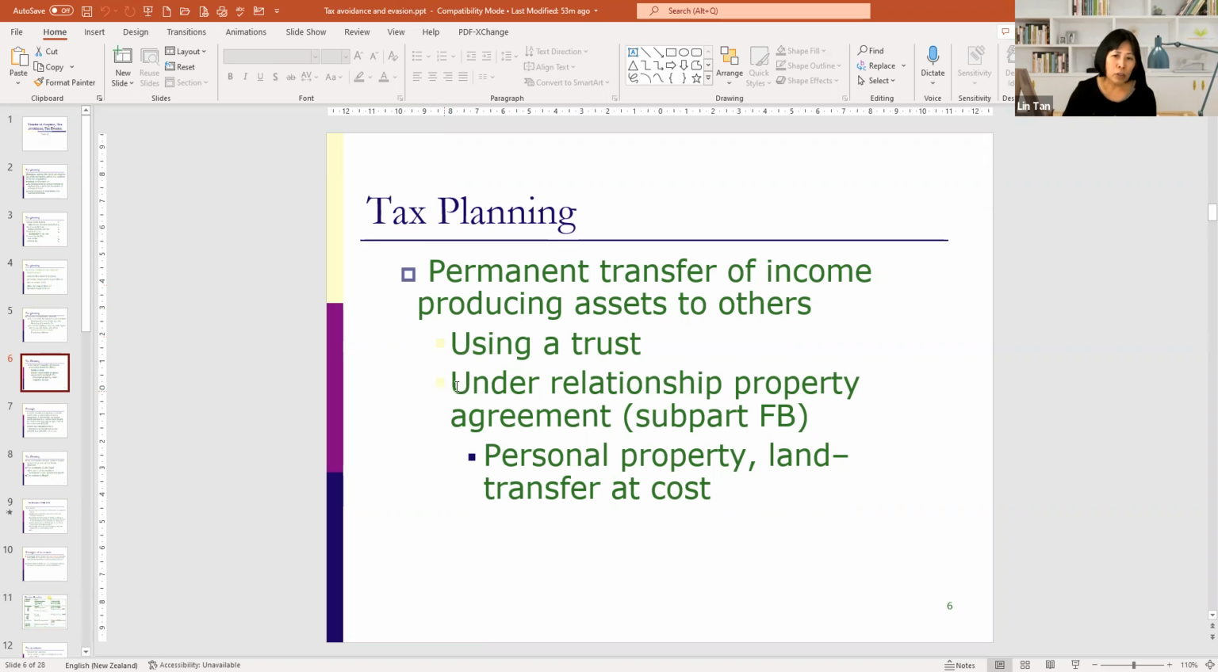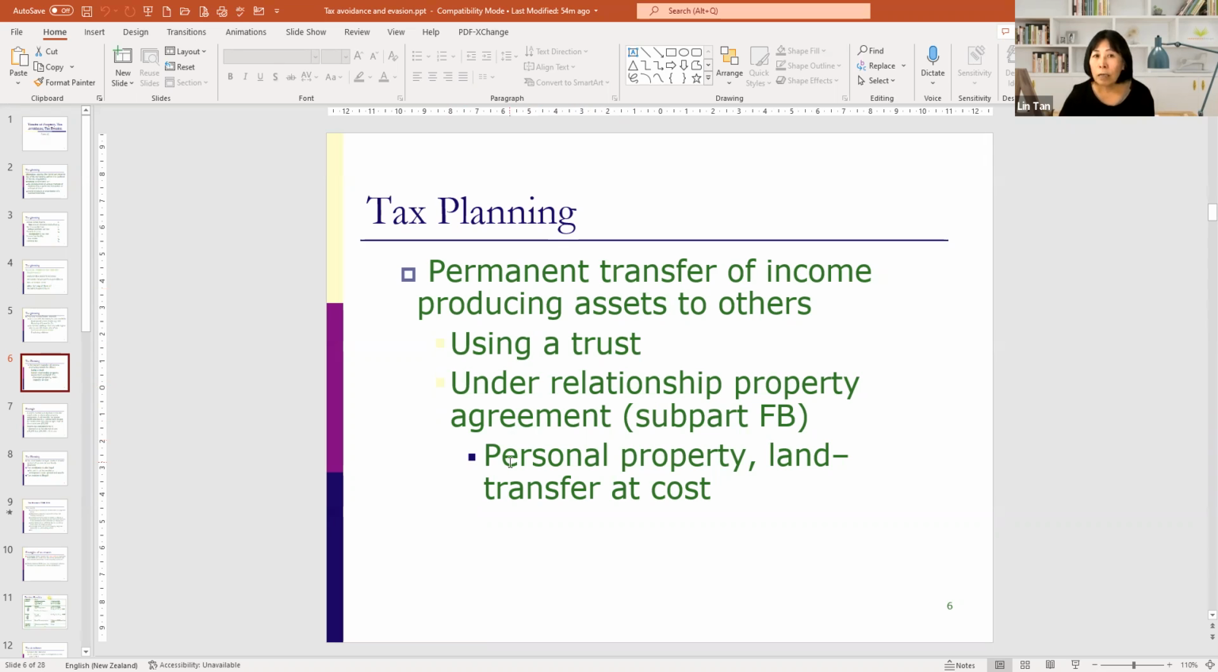Now you all have covered the Property Relationship Act, where couples can come into an agreement to transfer property to one another. And the Income Tax Act is quite favorable to those types of transfer if it is made under a relationship property agreement. So initially, you might have the husband who owns a lot of income producing property, and he's already at a very high marginal tax rate of 39%, and his spouse does not have much other income, and she's at a lower tax bracket. They can enter into an agreement where the husband could transfer some assets to the other spouse, right? So that is also a permanent transfer of the property.